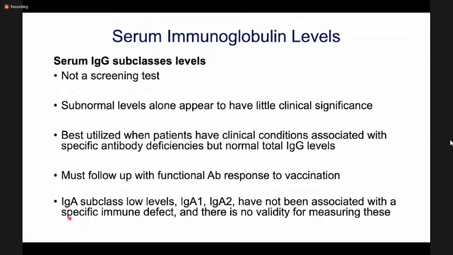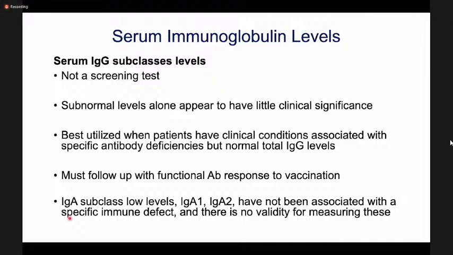So some people also look at the immunoglobulin subclasses, majorly IgG. For IgA, it's not recommended to do your IgA1 and IgA2 levels because they've not really been associated with any specific immune defect. But for IgG, it's important. However, this is not a screening test, so it's not the first test that you perform. And you need to correlate this.